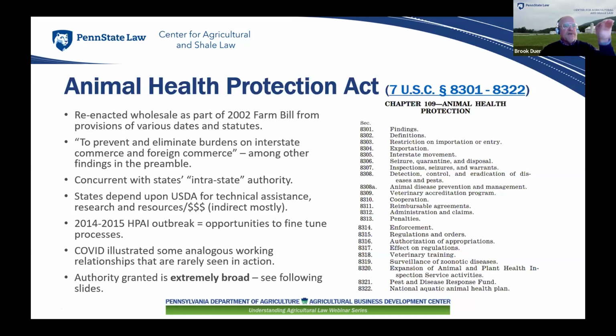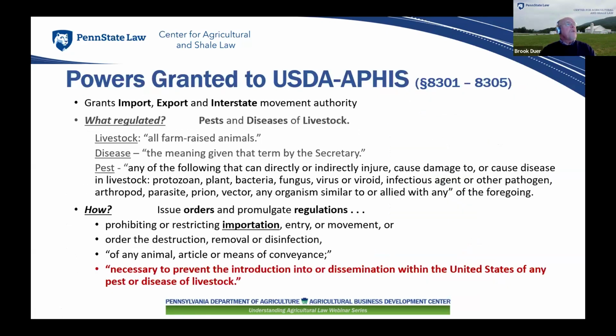And that's what I'm going to concentrate on here, so that you have a handle on how broad this really is. Here we go. The powers granted to USDA-APHIS under the Animal Health Protection Act are over three main areas: import, meaning bringing into the country; export, things going out of the country; and then interstate movement of animals. That's how you want to divide it up, and that helps organize things.